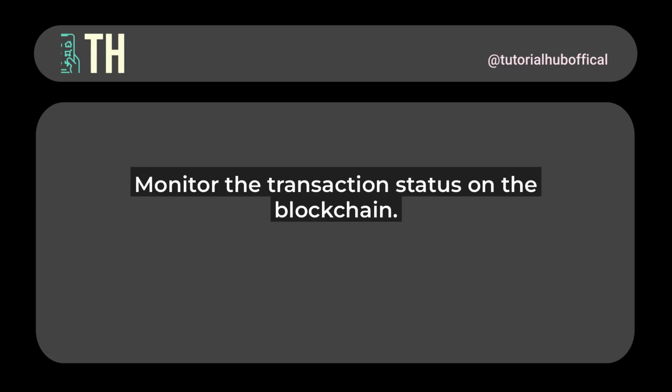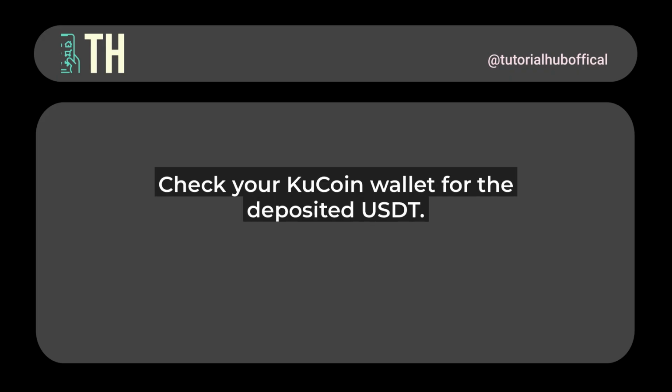Once the transaction is processed, which might take a few minutes to an hour, check your Kucoin wallet to confirm the USDT has arrived. Remember, always keep an eye on gas fees and use hardware wallets for larger amounts to stay safe from hacks. That's it, you've successfully withdrawn USDT from Uphold to Kucoin.